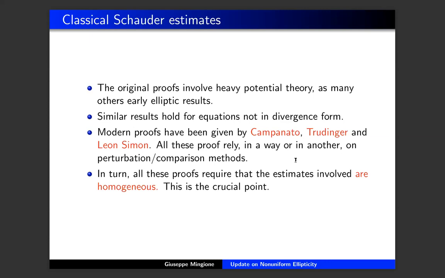And this was extended by classical authors like Agmon, Douglis, Nirenberg, and so forth. But the point is always the same. You freeze, you take the parametrices, you take singular or fractional integrals, and then you do computations. Lighter proofs have been given, and more modern proofs are given by Campanato, Giaquinta, Leon Simon. But the essence is always the same: you make a comparison and perturbation argument.